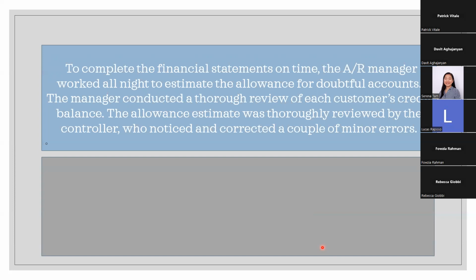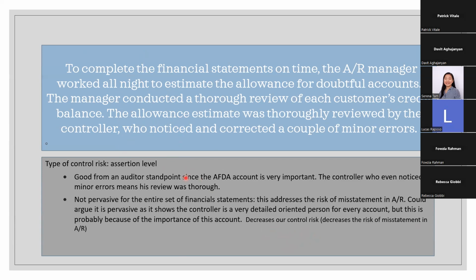Yep, okay, perfect. So the reason why it's assertion, right? Because we're starting from the AR manager again, but you might say, oh, well, there's a controller. But we're starting from the AR manager and then going to the controller. Even if this person touches many accounts, in this case we're just talking about the AFDA account. And would this increase or decrease the control risk? Decrease, perfect. Decrease in control risk.